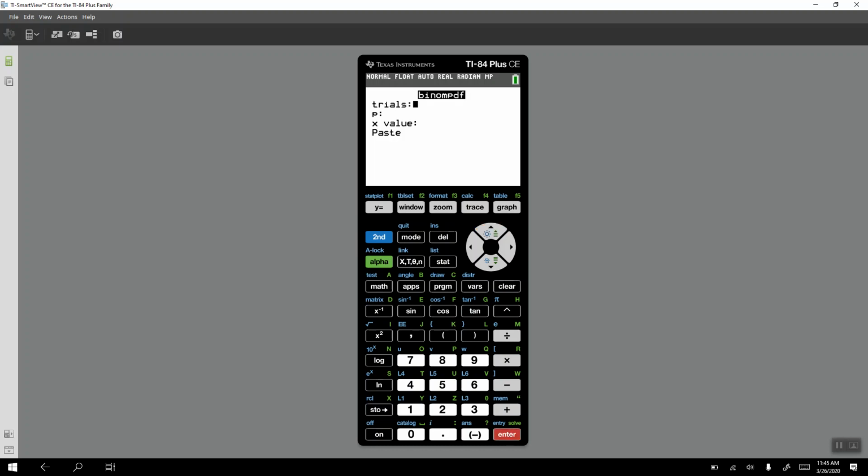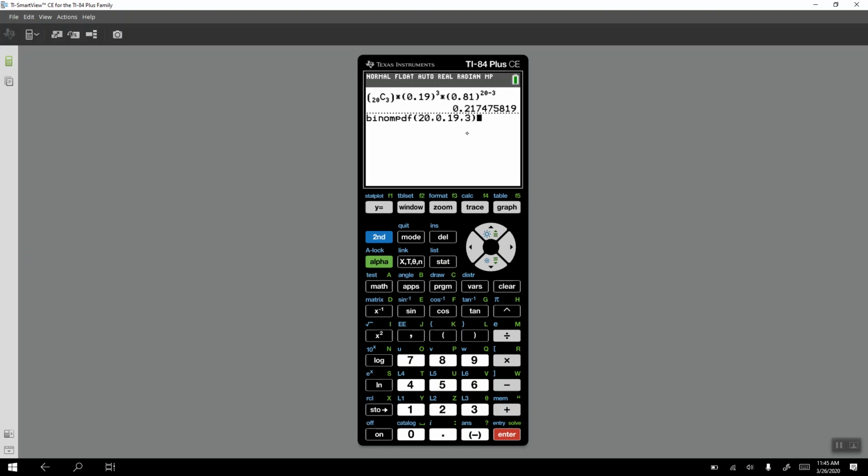Press enter, and it's going to ask for the input that we just wrote down. How many trials? Well, we're looking at 20 trials. What's the probability of success? Our probability of success was 0.19. Great. What's the X value? In other words, how many are we looking to occur? That X value was 3. I'm going to go down, I hit enter, and then it highlights on paste, and I press enter once again.